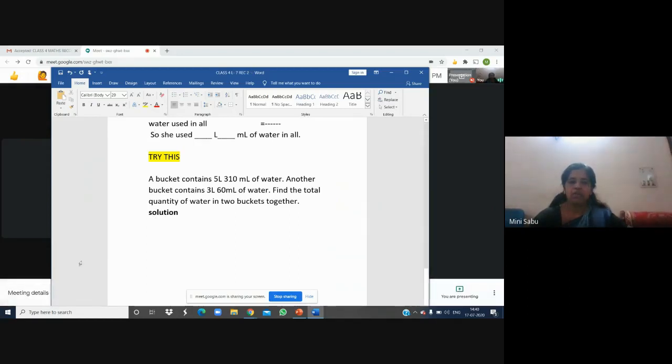Okay. So how do you write the steps? Water in a bucket. Water in the other bucket. Then total quantity of, see, everything is here. Total, here the third step is here. Total quantity of water in 2 buckets. Then you will add and you will get the answer.